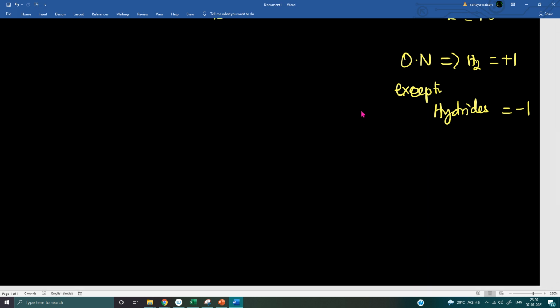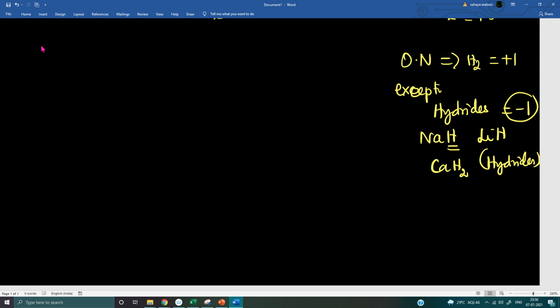What I mean by this is, suppose the hydrogen comes at the back like this, for example NaH, LiH, CaH2, these are called hydrides. So simply you can keep it in mind, when the hydrogen comes to the right side of the compound, these are known as hydrides. If the hydrogen comes on the right side, instead of +1 you have to substitute the oxidation number as -1.